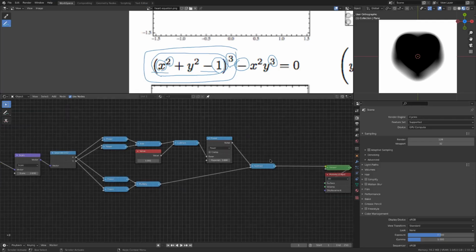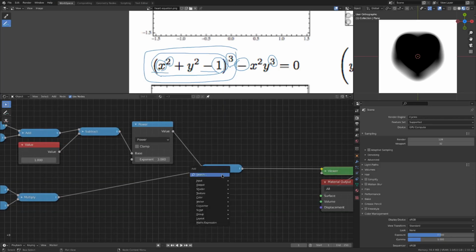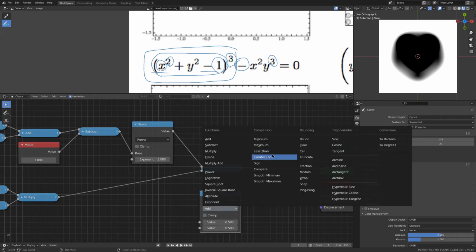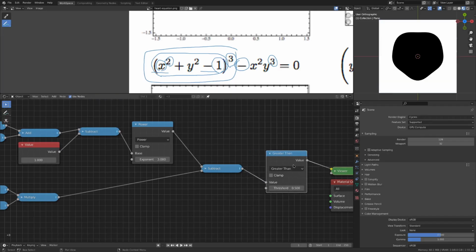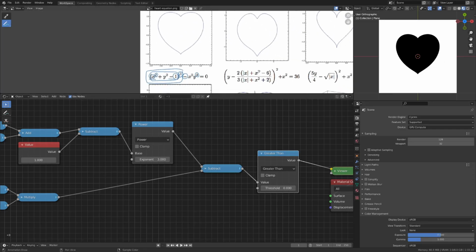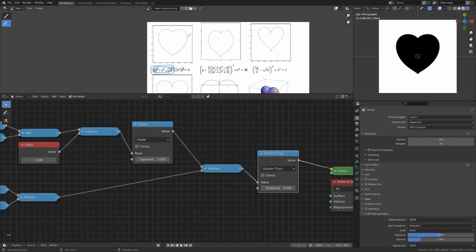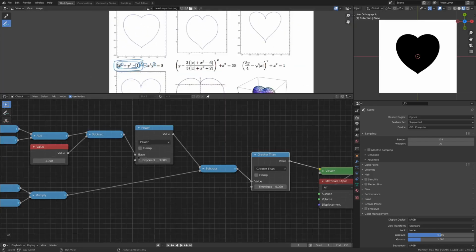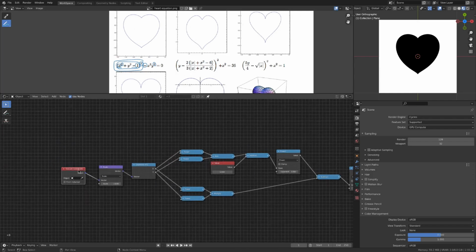Which is kind of annoying, so we are going to use a Math Greater Than or Less Than node, and we'll get this weird looking result. That's why we are going to set it to 0, and we made this heart shape, which looks very cool, right? We made exactly the same result as the reference image, right? Okay, so we made our first heart shape. Congratulations.